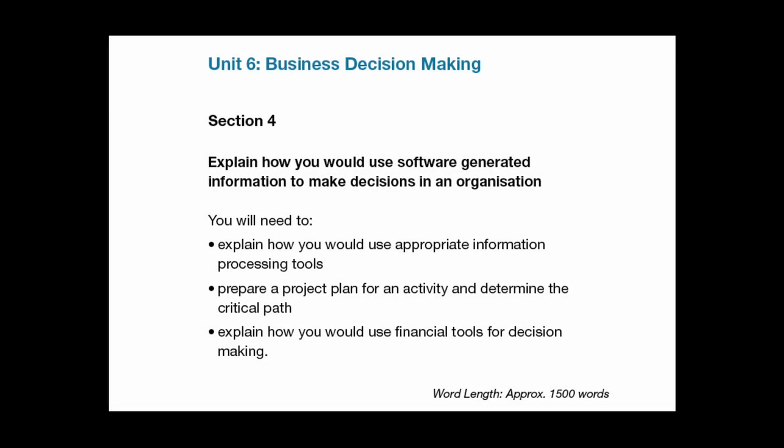Finally, on to section 4. You might want to think here about the different ways software-generated information can help in decision making. This might cover issues like the processing of large amounts of data very quickly, the ability to perform different types of analysis that would be very time-consuming to do manually, and also the ease with which software-generated information can be presented in the form of charts, graphs, diagrams and tables.